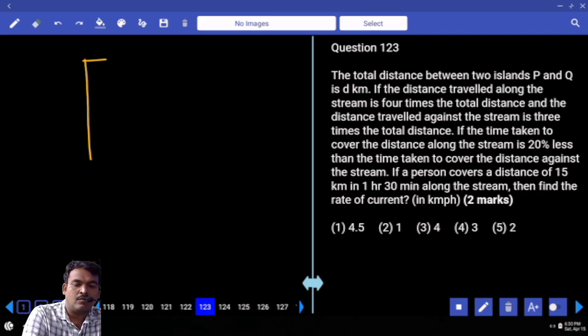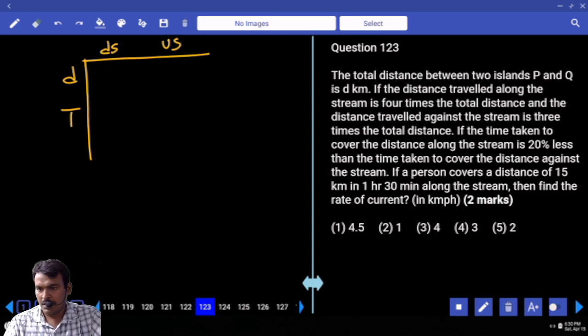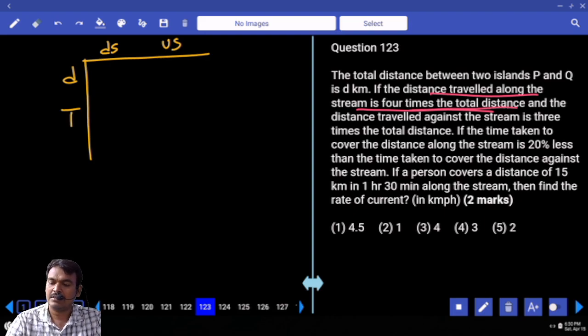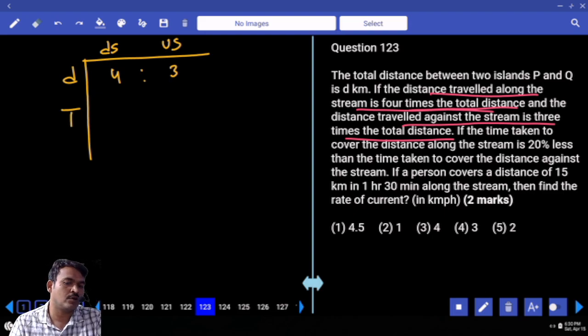Here, one is distance data, another one is time data. One is downstream, another one upstream. The distance traveled along the stream is 4 times which one? The total distance. And the distance traveled against the stream is 3 times the total distance. What is the distance ratio? 4:3.